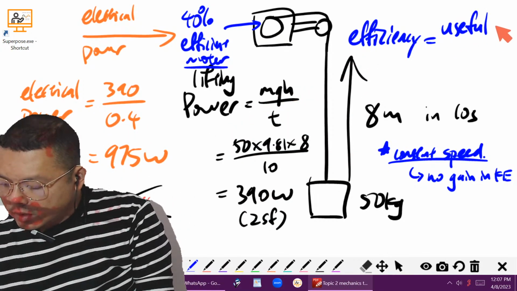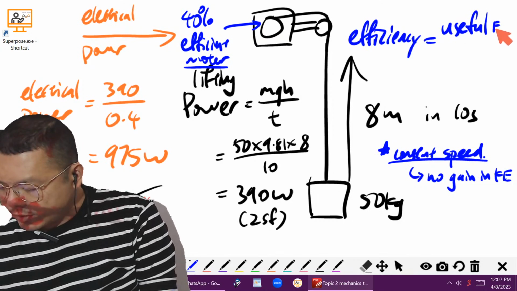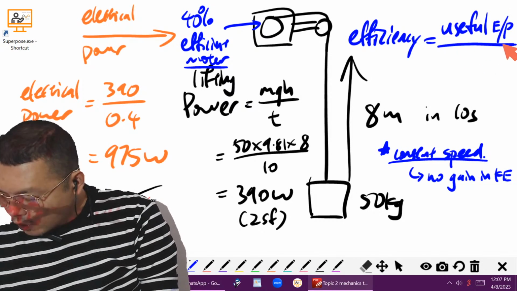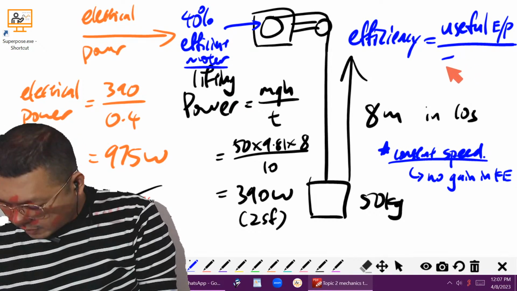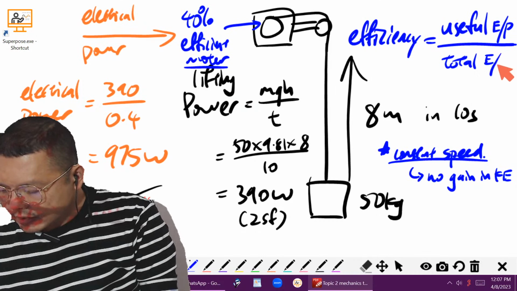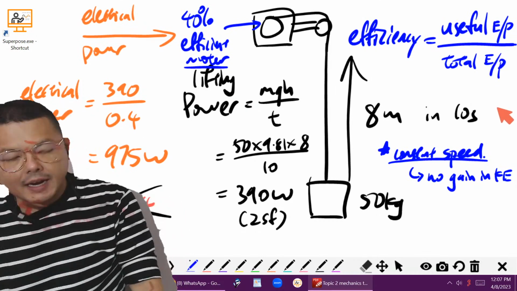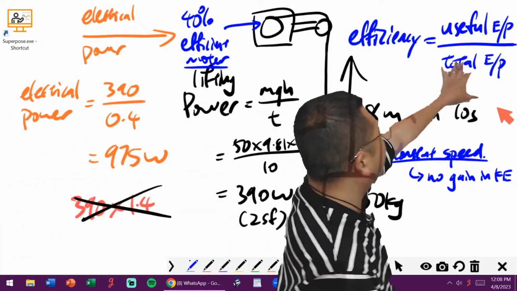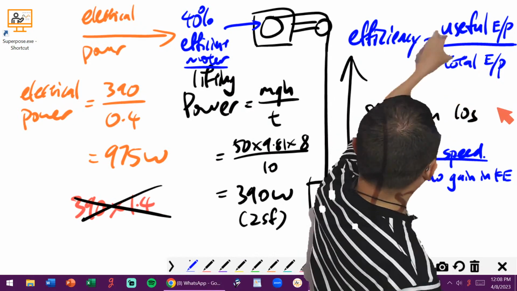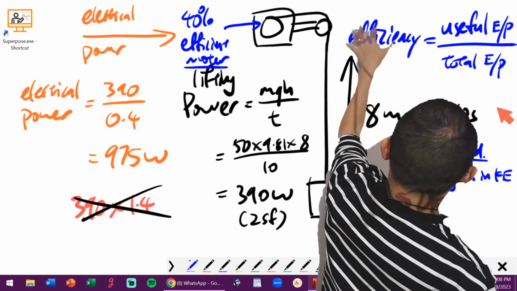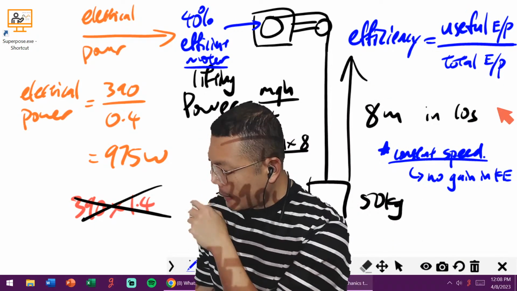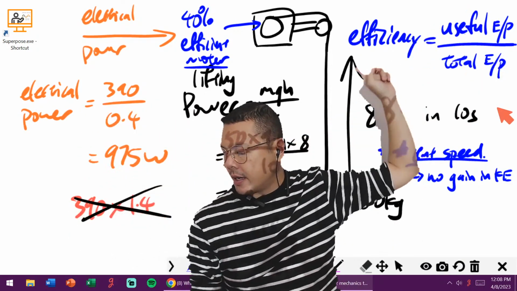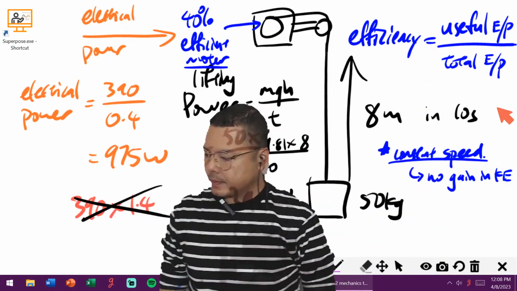Useful, either energy or power, it's fine also. Useful E or P over total, right? Energy slash power. Okay, so it can be either energy or power. So you can also see that if you want total, you take the useful and divide it by the efficiency. You take the useful, divide by efficiency, you can find total that way.